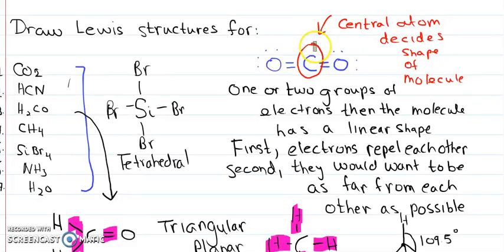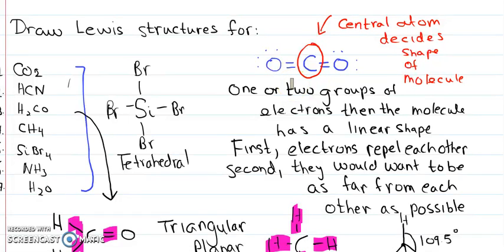Now, the first thing that you need to know is that the shape of the molecule is dependent on the central atom, the atom right in the middle. The central atom will decide the shape of the molecule. And if you have one or two groups of electrons around that central atom, then the shape of that molecule would be linear. And that is kind of expected. Think about it.